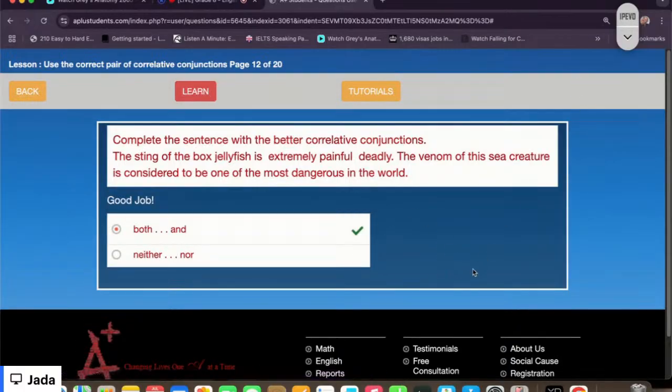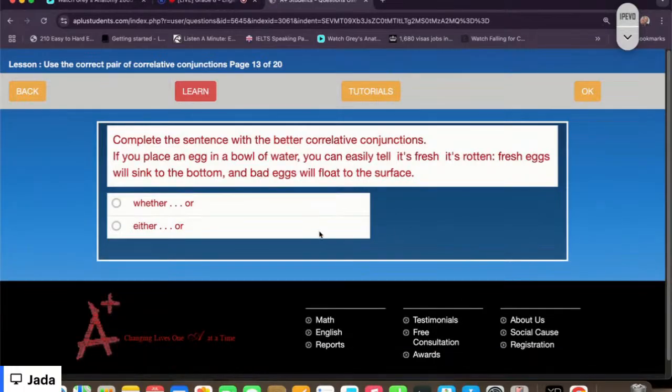So we have both and. Okay. Next up, if you place an egg in a bowl of water, you can easily tell whether it's fresh or rotten. Fresh eggs will sink to the bottom and bad eggs will float to the surface. First or second.